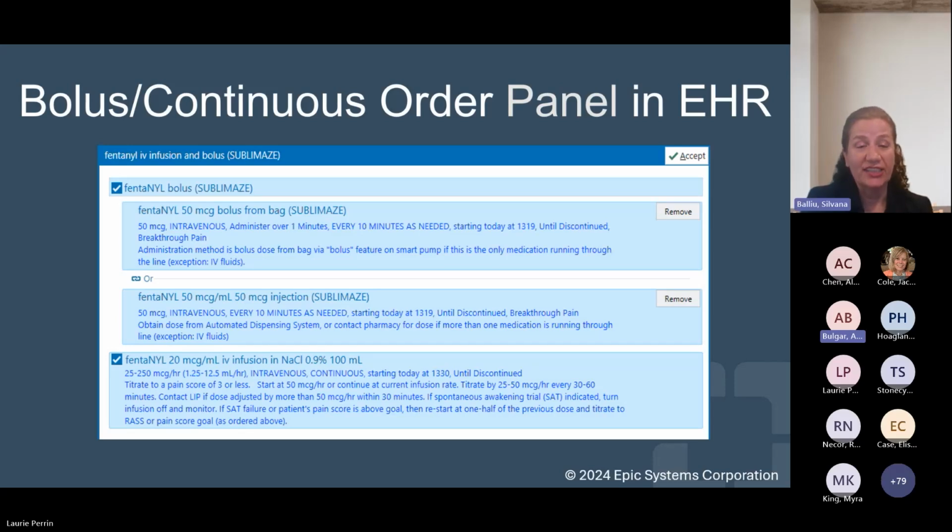This is just a screenshot of the EHR record for the fentanyl infusion with a bolus dose administration. So as you can see, there is an option to bolus from bag and another order to use the fentanyl injection by itself. The bolus from bag order has instructions for administering the bolus dose as a bolus from bag option if the fentanyl infusion is the only medication running through the line, with the exception of the IV fluids that I mentioned. Next slide, please.